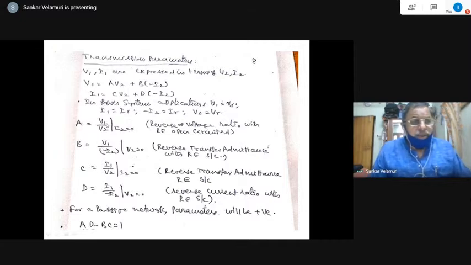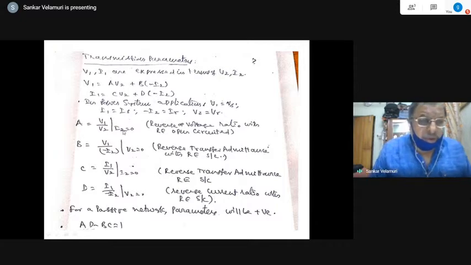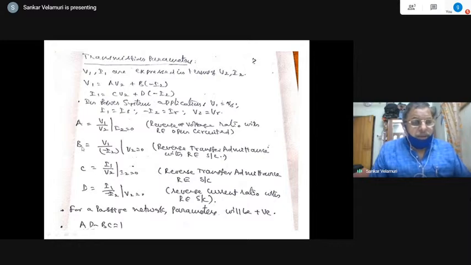Okay, so that means when I2 is equal to 0, the ratio V1 by V2 is the input voltage divided by the output open circuit voltage at port 2, or in other words, the sending end voltage divided by the receiving end voltage when this receiving end port is open circuit. That is how we can discuss it with respect to power system applications also. That is why they are called transmission parameters because of that reason.